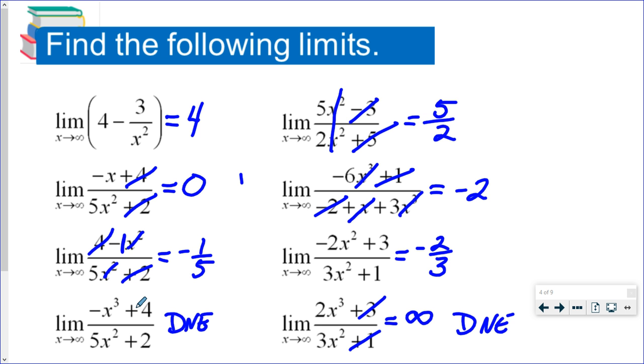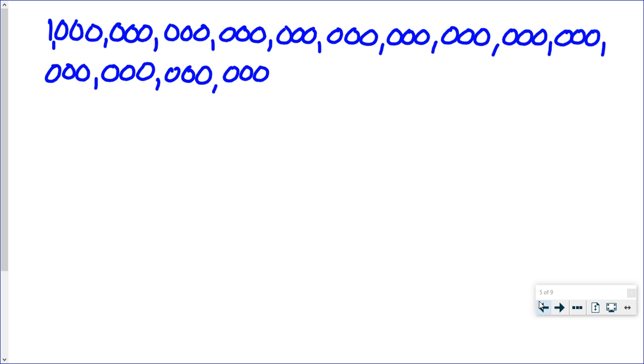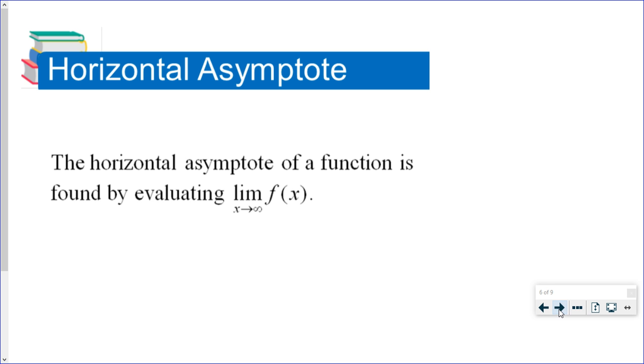One of our rules for limits not existing was that it increases or decreases without bound. That means it goes to positive or negative infinity. So negative infinity works the same way there. Okay. I just inserted that. All right.